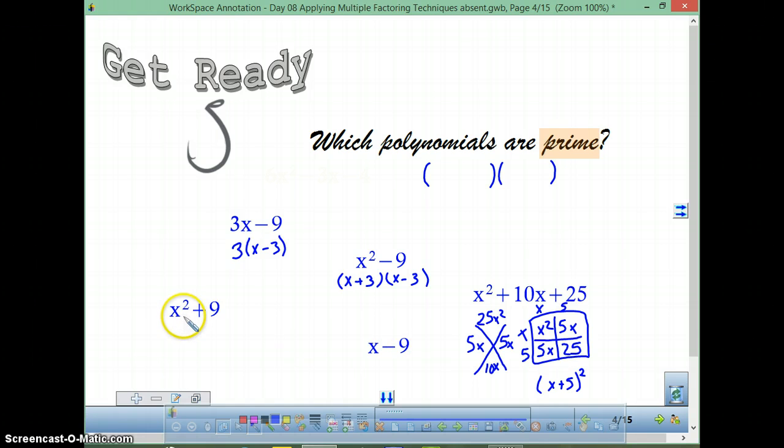All right, let's try this one. Can this one be factored? This looks a lot like a difference of two squares, but it's not a difference. Difference is subtraction. This is a sum. Sum is the answer when you add. This one cannot be factored. Binomials can only be factored if they have a GCF or if they are a difference of two squares. How about this one? No, this one's prime as well. It cannot be factored.